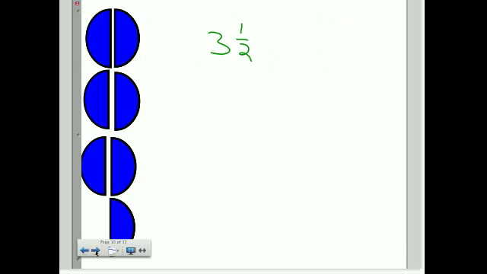In our next example, I have 3 1/2. I want to make this an improper fraction, so I'm going to start by writing the denominator. I'm working with halves, so the denominator is 2. I'm going to multiply 2 times 3 because we're working with halves. There's 2 halves in every one. 2 times 3 is 6, plus 1 is 7.